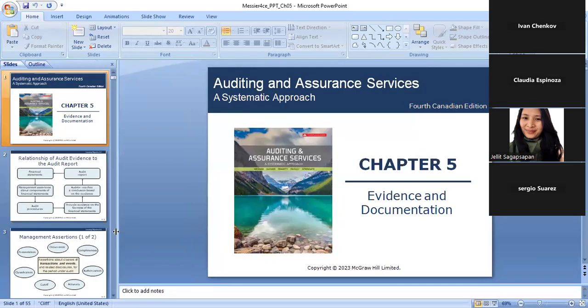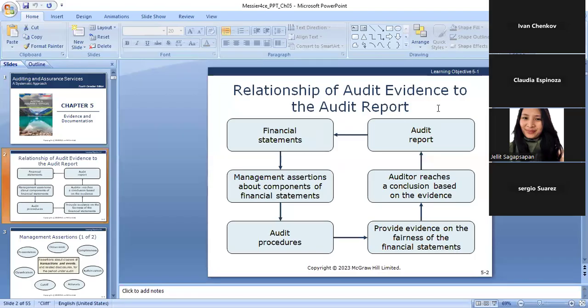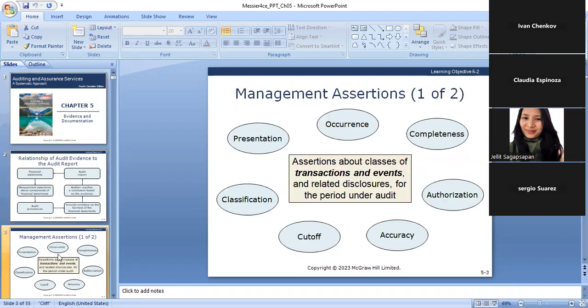which is chapter 5, and we're going to start gathering the evidence and documentation for our audit. So in order to do that, first, obviously, we have to open the slides for chapter 5, and after I do that, we can go quickly over those and see the relationship of the evidence. The objective is to come up with the audit report. Now, in order to come up with the audit report, we have to follow some steps. The audit report obviously will be the last one.